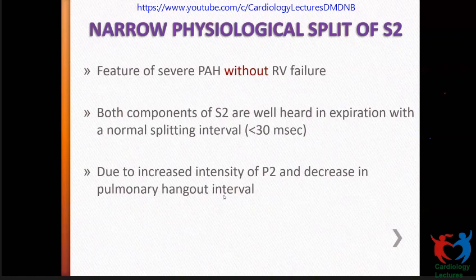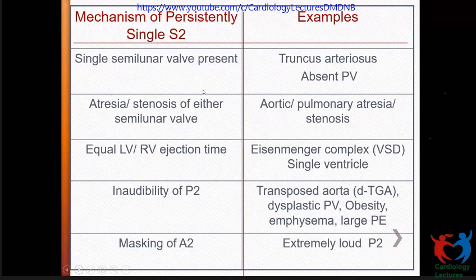Okay, paradoxical and reverse split are the same, Dr. Ashok. You could use them interchangeably. A mechanism of persistently single S2 occurs in congenital heart disease, as I spoke. Very common in congenital heart disease. You could have pulmonary atresia, aortic atresia, or truncus, where it's not audible for many reasons. But remember, in an acquired heart disease, if it is single, it's a combination of both.